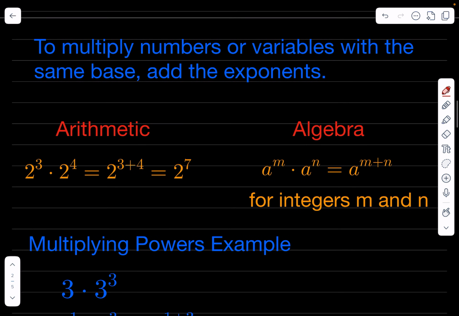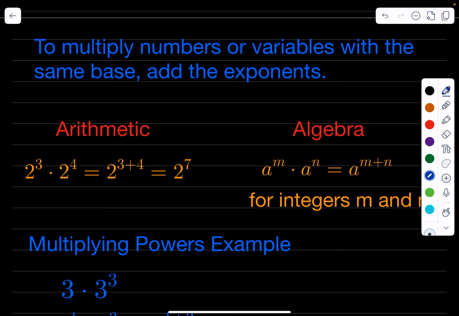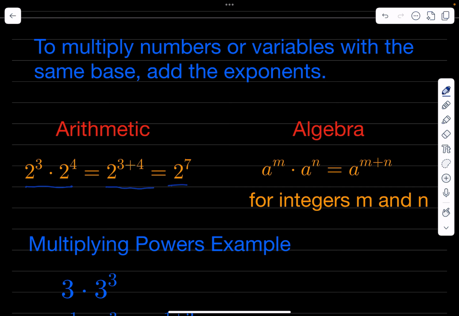So let's go back and look at our properties. This is the same as what I did when we did simplifying expressions or equations. Look at it two ways. Let's look at it with arithmetic, meaning we've got numbers. We have 2 to the third times 2 to the fourth, which is equal to 2 to the 3 plus 4. 3 plus 4 is 7, so our answer is 2 to the seventh.